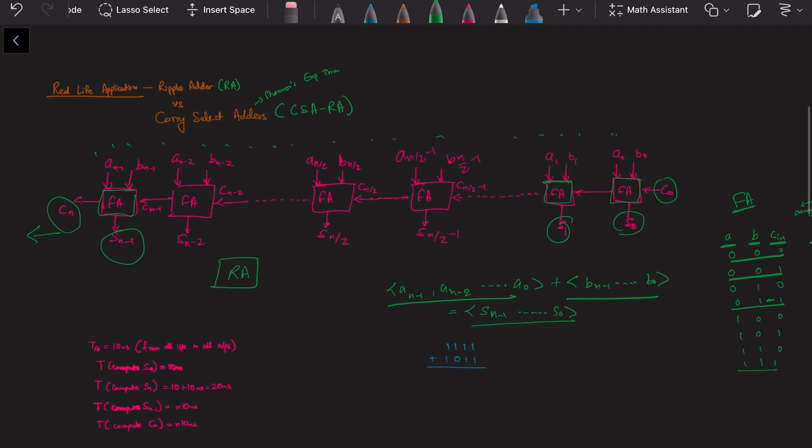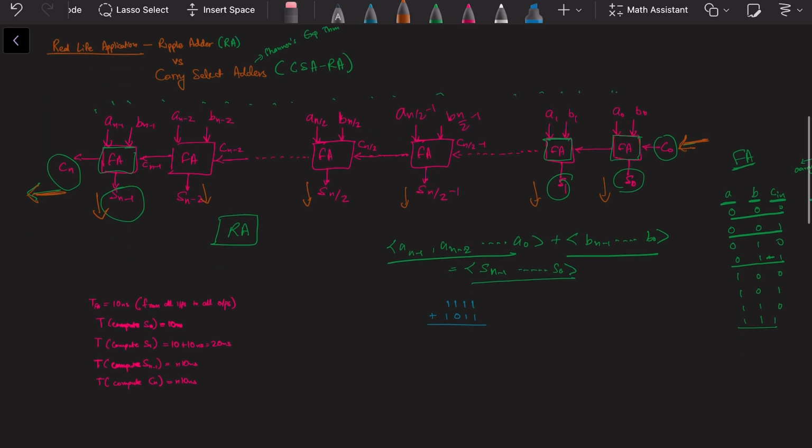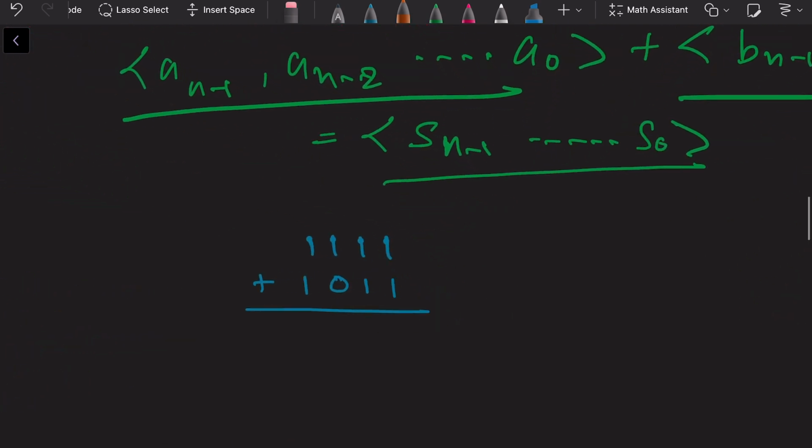So as you can see, the carry input is being fed at one side and you're getting a carry output at the other side, while the sums are being computed as the carry is rippling through this full adder chain, right? Now, to give an example, let's imagine you have to add these two numbers, 1111, 1011, right?